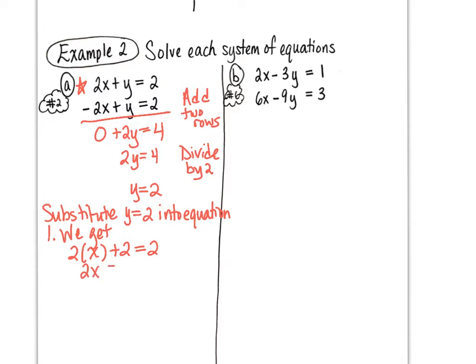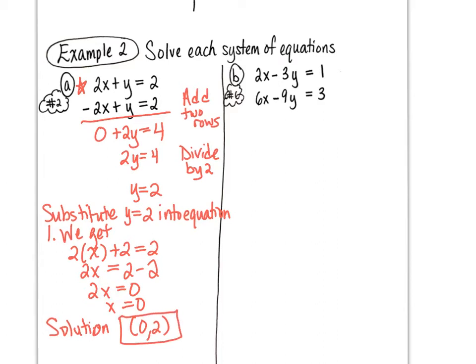You have 2x equals 2 minus 2, or 2x equals what? 0. Or x equals what? 0. So your solution is what? 0, 2. It's the pair 0, 2. So make sure you put parentheses around that. Good. What questions do you have here?